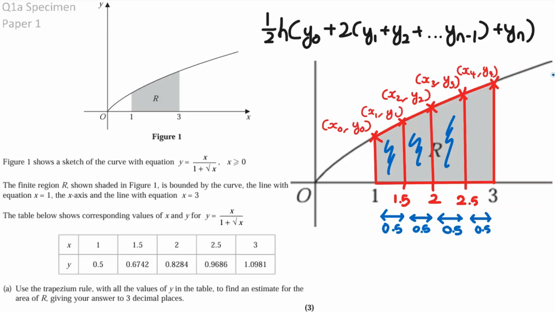So therefore we can use the trapezium rule. We're going to use the formula for the trapezium rule, which is up here. So we need to find the values of h and then these y values here. Well, let's start with h because this is easy.